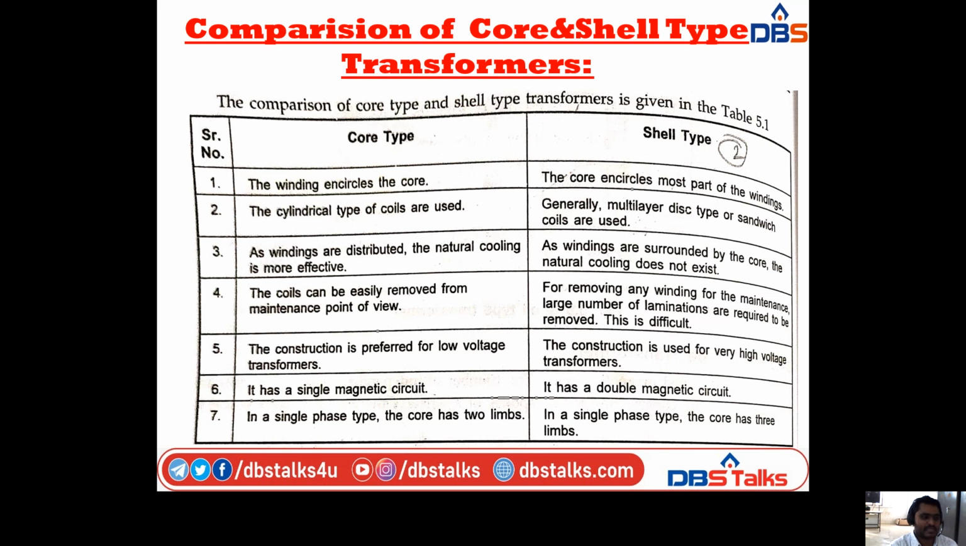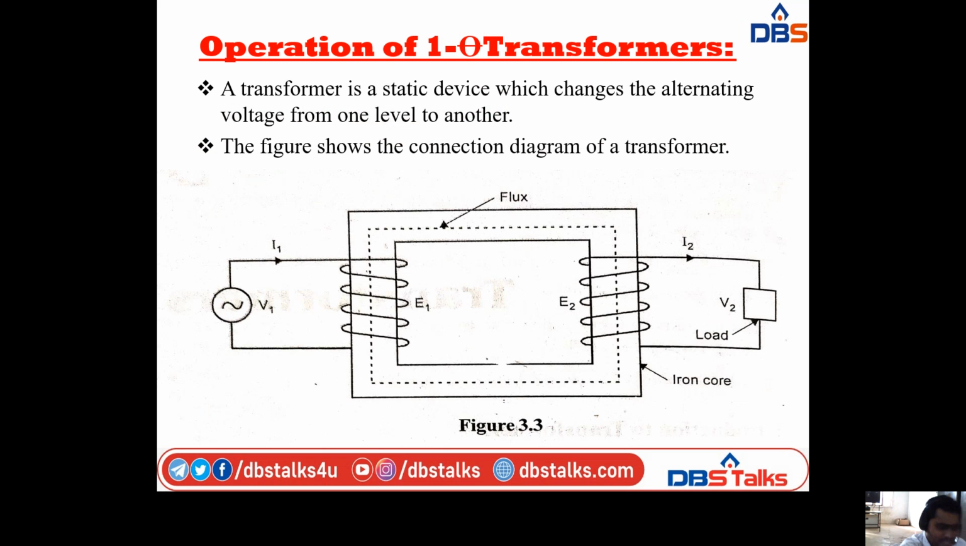In the single phase core-type, the core has two limbs. In the single phase shell-type, the core has three limbs, two side limbs and one central limb. So that is the construction of the basic transformer and the construction of the single phase transformer.